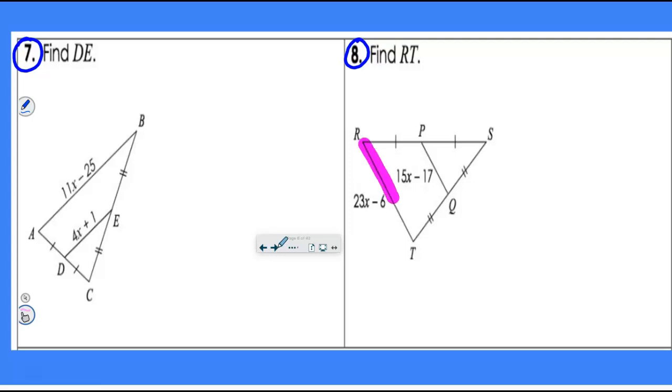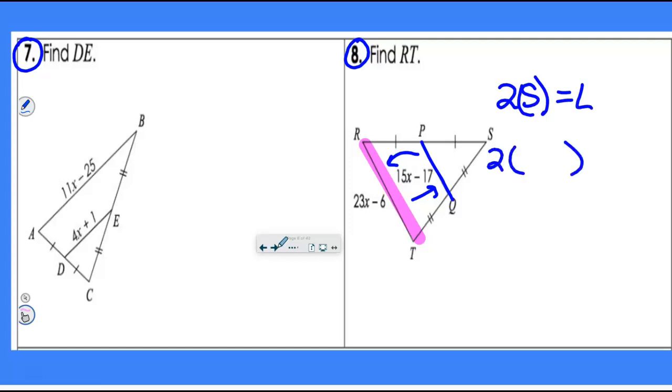And again, you have two options. You could cut this side in half and set it equal to that one, or you could take this short one and double it. Which one did I say is easier? Doubling the short, yeah, thank you, Brayden. So I would again, maybe on a note card, even for midsegments, write 2 times the short, in parentheses, equals the long. Which one's the short side up here, Gav? Yep, PQ. 15x minus 17 is going to go in for that short side.